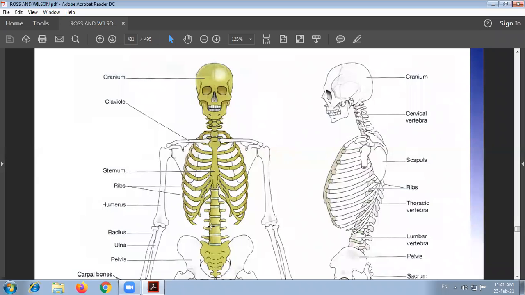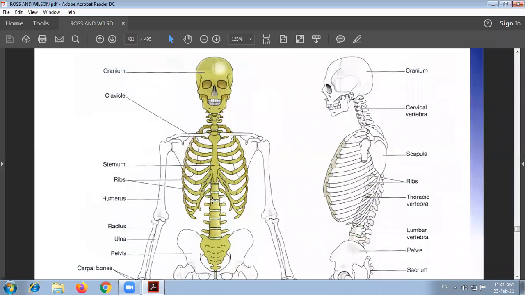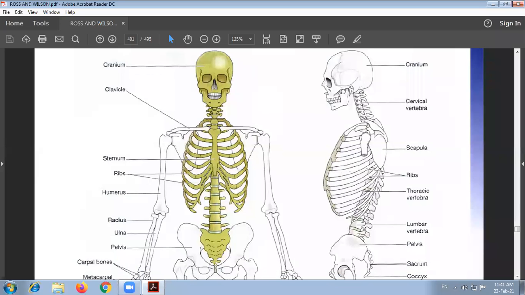So the vertebral column has 26 bones. In that, the cervical region has the cervical vertebrae, then thoracic vertebrae, then lumbar vertebrae is here. Then this is the sacrum, which is a fused bone of 5 vertebrae, and the coccyx, which is formed by the 4 vertebrae, which is also called the monkey bone.